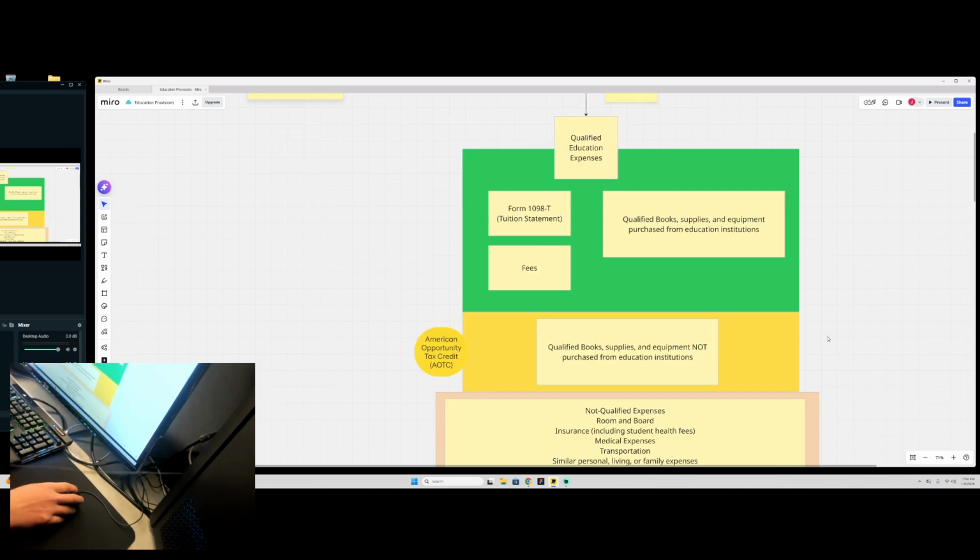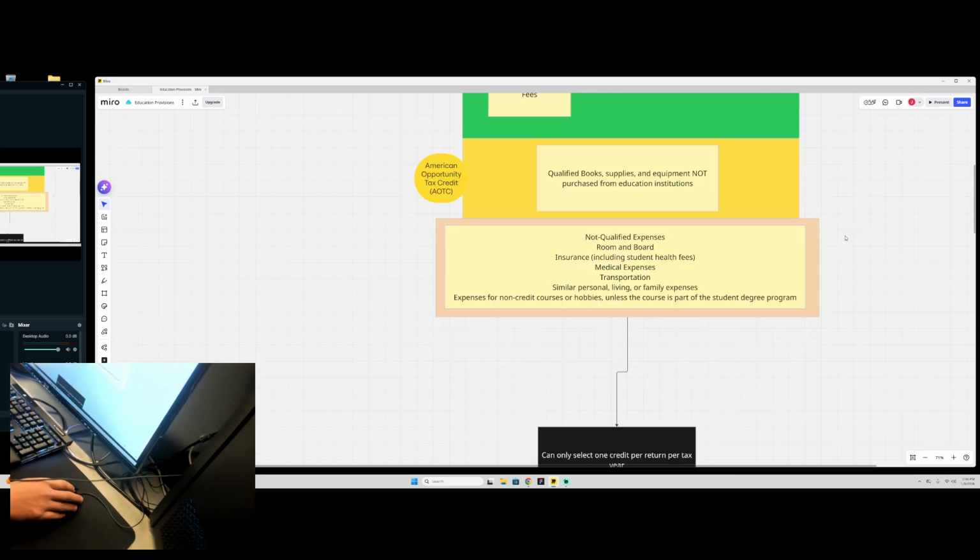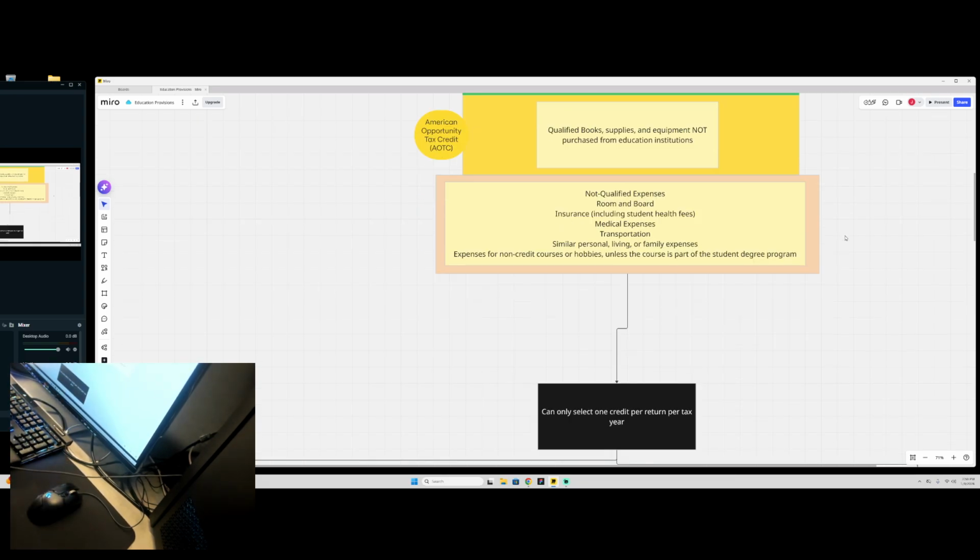The main difference with the American Opportunity Tax Credit is that you can have qualified expenses that are not purchased from educational institutions. You can purchase these book supplies and equipment from anywhere, not necessarily directly from the educational institution. Non-qualified expenses include room and board, insurance, medical expenses, transportation, similar living expenses, and hobbies or courses not related, unless the course is part of the degree itself.